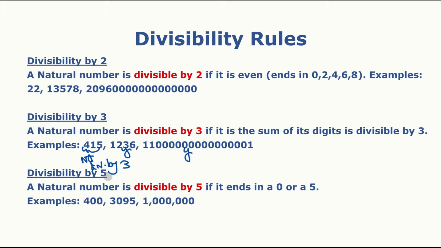Divisibility by 5, almost as simple as divisibility by 2. Even simpler, because if you want to know if a number is divisible by 5, all you have to check is that it ends in a 0 or a 5. That's it. You don't even have as many choices as you did for 2. So if it ends in a 0 or a 5, it's divisible by 5. You can be certain of it. Okay, so here are a few examples of numbers that are divisible by 5.